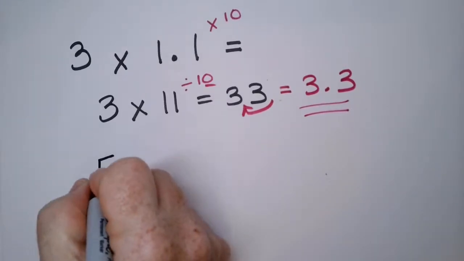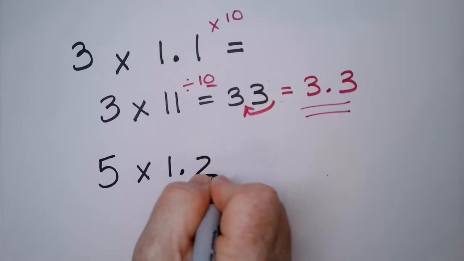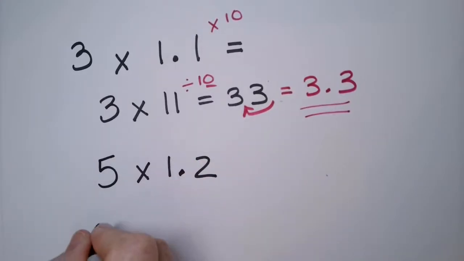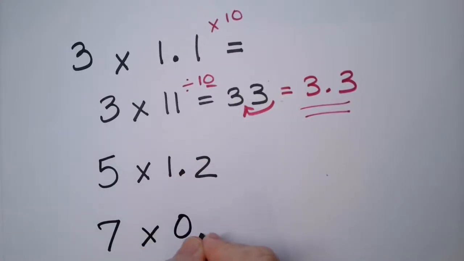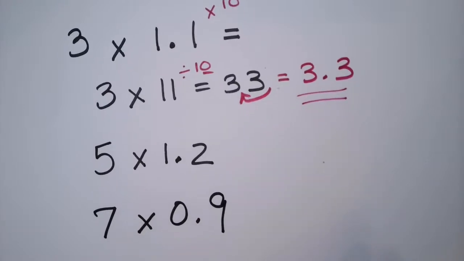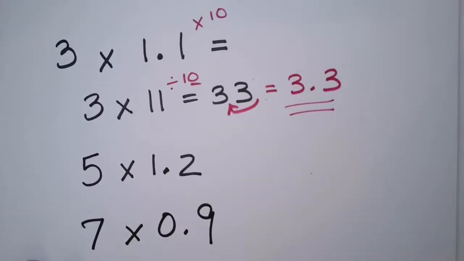Good. How about 5 times 1.2? And for my fast finishers, here's your second one. Okay. I'll leave the one on top up so you can see. Tell me the middle, tell me the end. Here's the middle, here's the end.